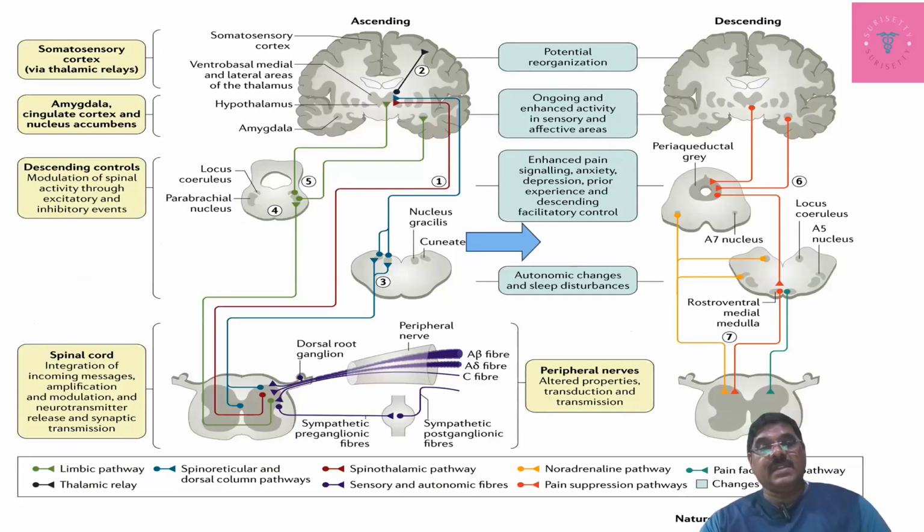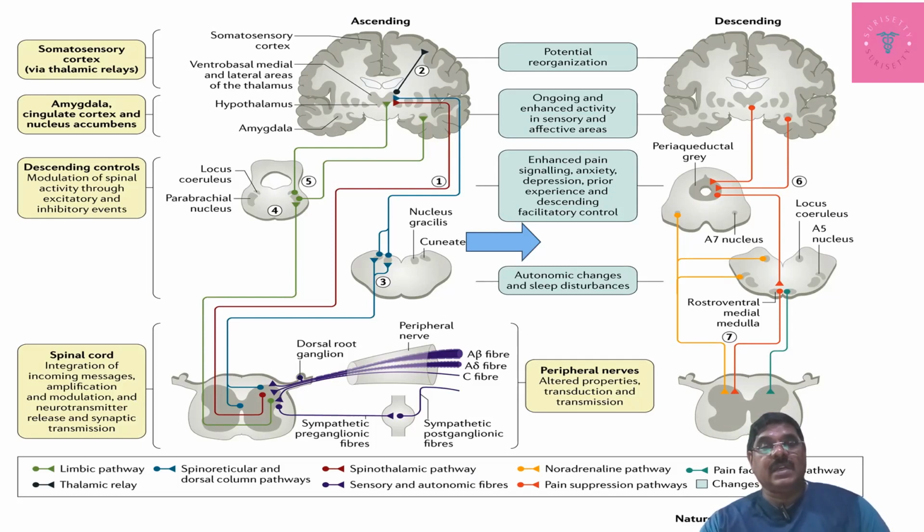So till now, we have covered peripheral sensitization and central sensitization. At the peripheral level, what happens due to peripheral sensitization? Altered properties like transduction, transmission and integration of incoming messages, amplification, modulation of neurotransmitter release and synaptic transmission, and altered descending inhibition control, and it causes reorganization at the cortical levels, with altered descending inhibitory pathway and peripheral pathway. This is very important for any further management.